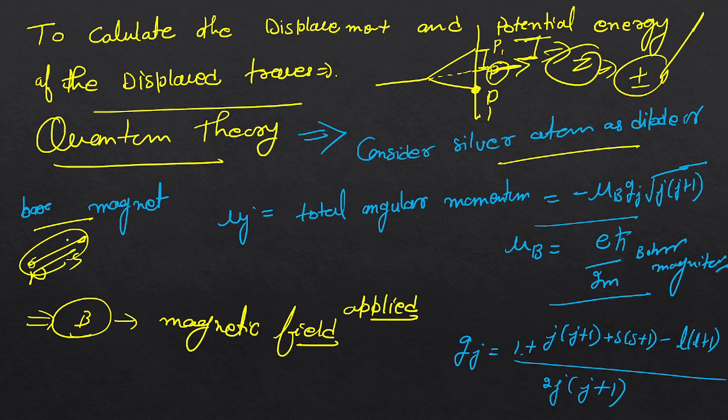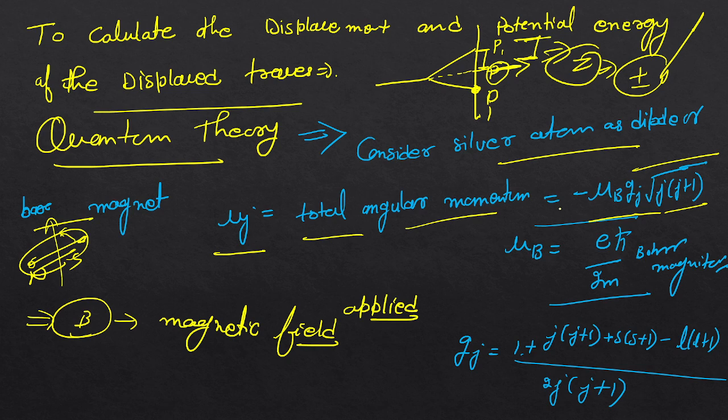So assume that the silver atom is acting like a bar magnet, and when you put a bar magnet in the magnetic field, what happens, guys? The bar magnet starts rotating in the direction of the magnetic field. So let's say this is mu j. Mu j is the total angular momentum, which is because of the spin angular momentum and orbital angular momentum. So this is mu B g_j under root j(j+1). This is the value of the total angular momentum.